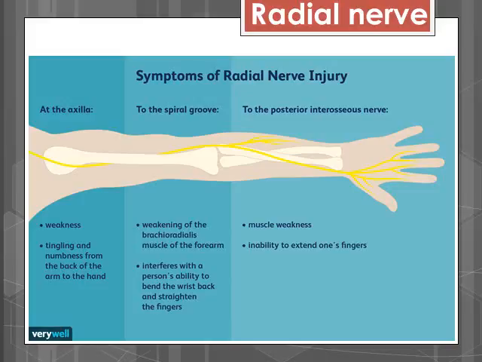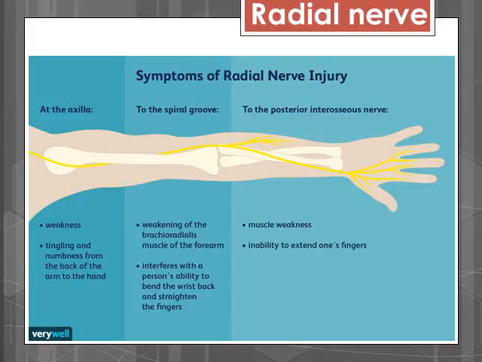Radial nerve could be injured in the axilla or in the spiral groove of the humerus. In the axilla, the cause of injury may be pressure from a crutch or hanging the forearm on the back of a chair. In the spiral groove, radial nerve could be injured due to a fracture of the shaft of the humerus.